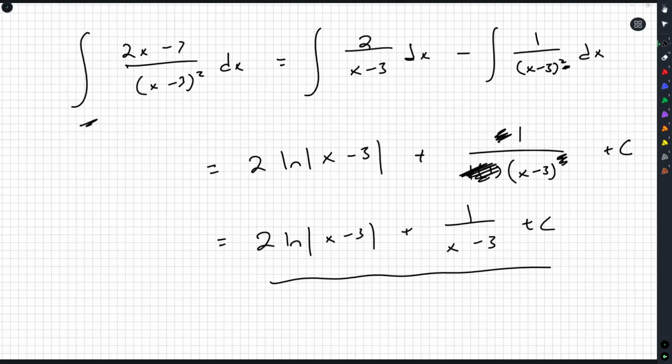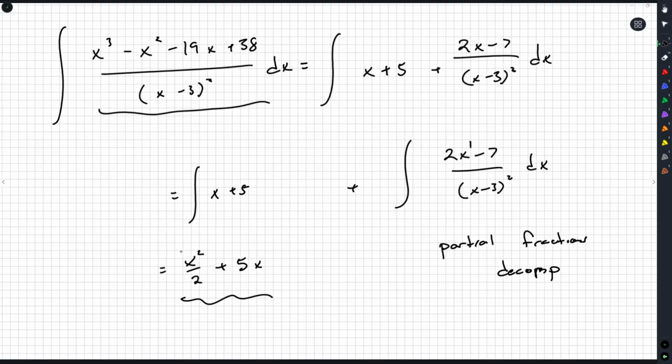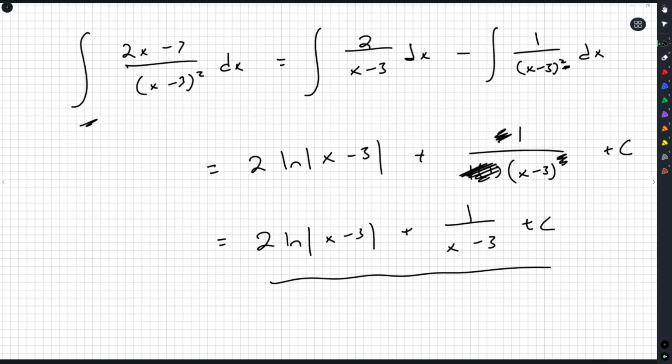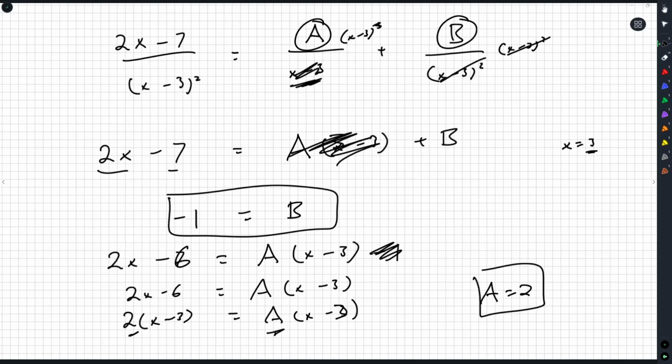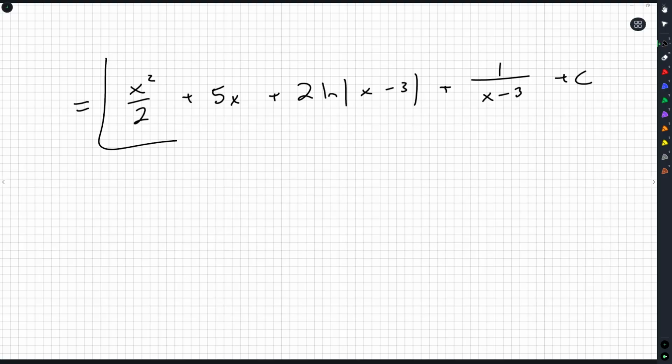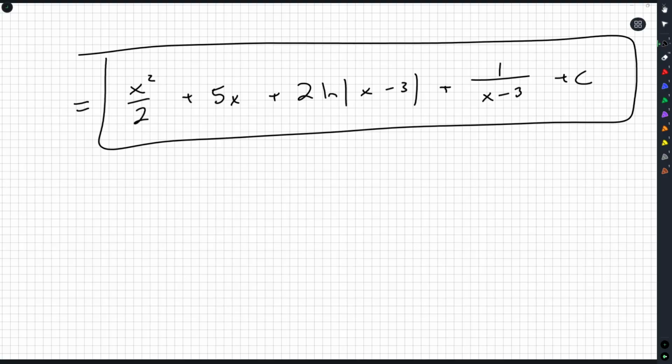So this piece combines with the polynomial integral that we already did, and then we will have the integral for the whole thing. So x squared over 2 plus 5x. So this is our full final answer, x squared over 2 plus 5x plus the 2 ln absolute value x minus 3 plus 1 over x minus 3 plus c. Let's just make sure we got each part correct. Yeah, that works good, and yeah, that looks fine as well. So this is our final answer. We have simplified the indefinite integral.